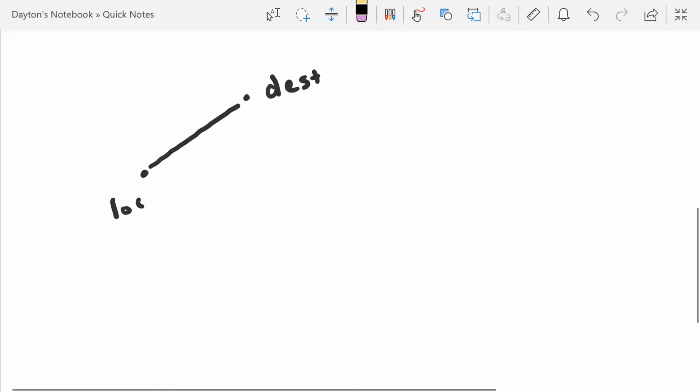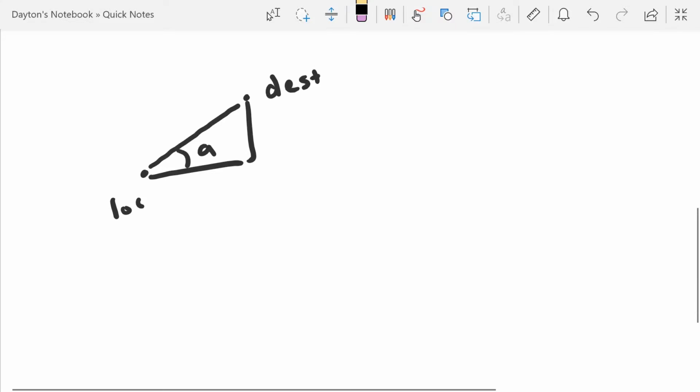So if we can figure out what this angle between the location and the destination is, then we know how to update the position of the fly with each iteration of the animation loop. So how do we find this angle A?